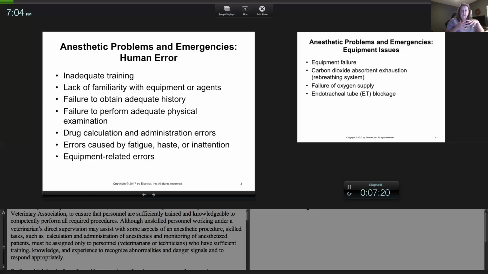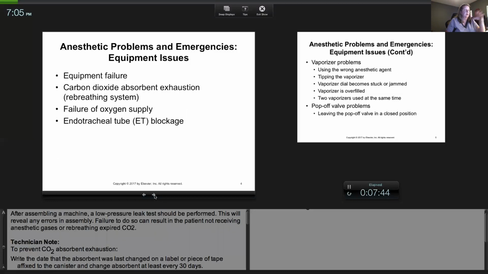And then a big thing that we worry about is equipment error. So did you check your oxygen? Did you use the proper inhalant in the machine? The pop-off is very dangerous. Let me get to the next slide, because equipment failure is an issue. Let me come back to the pop-off, but you have to make sure your carbon dioxide absorbent is fresh, because they'll rebreathe CO2.